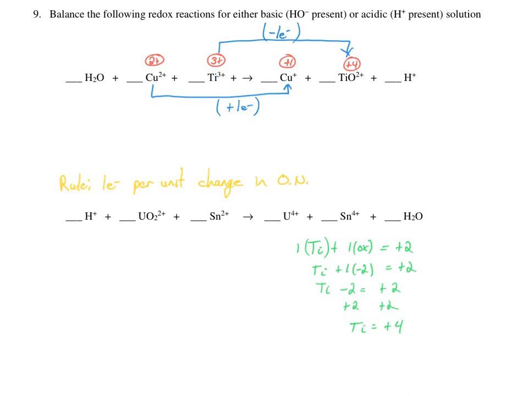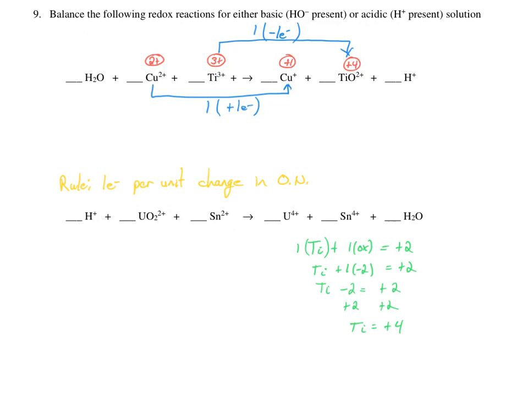So to balance electrons, we use small whole numbers to make sure the number of electrons lost equals the number of electrons gained. So we see that we are gaining 1 electron in this reaction here. We're losing 1 electron here, so our electrons are already balanced. We don't need to change any coefficients.